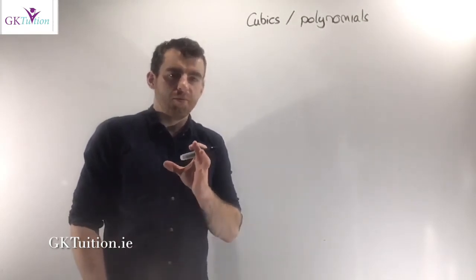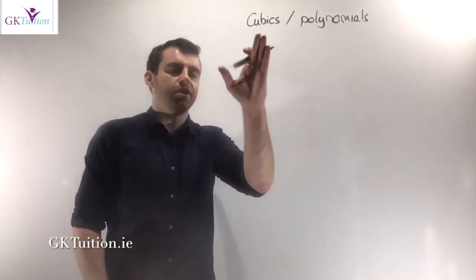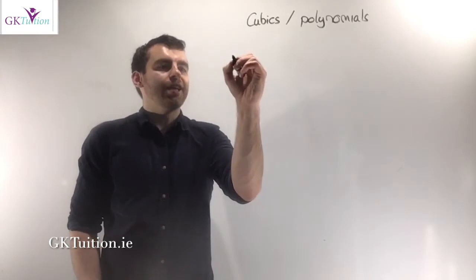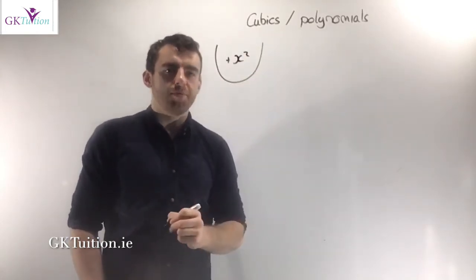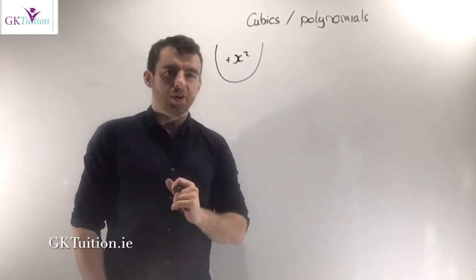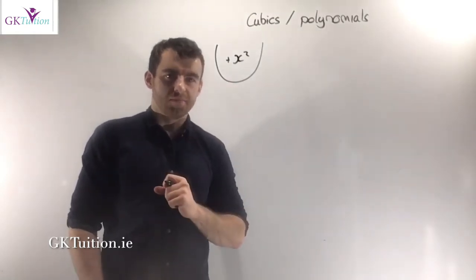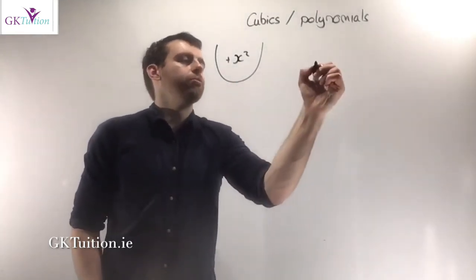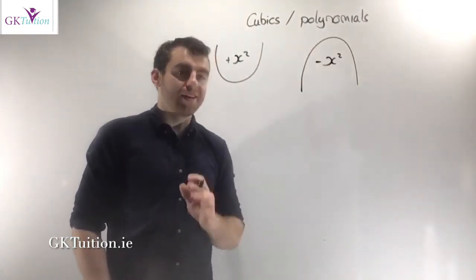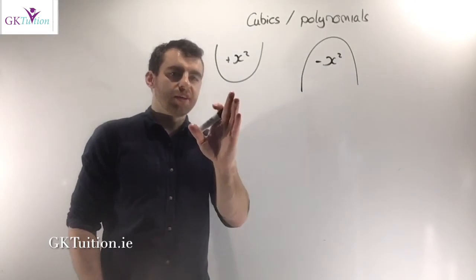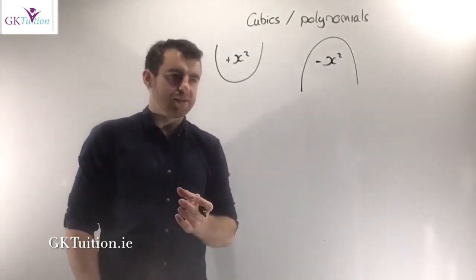The ones that come up very, very often at leaving cert level are cubics. A plus x squared is a U shape, and it has one turning point and it has two roots. You also know from junior cert that a minus x squared has one turning point and it has two roots. In other words, they tend to cross the x-axis twice.